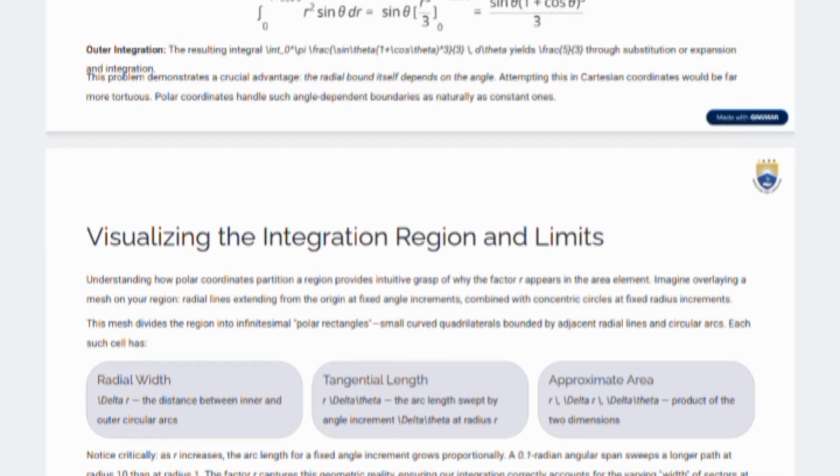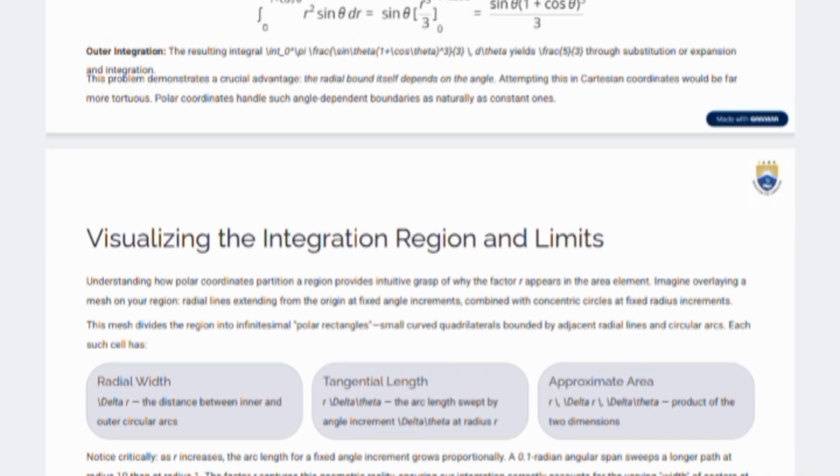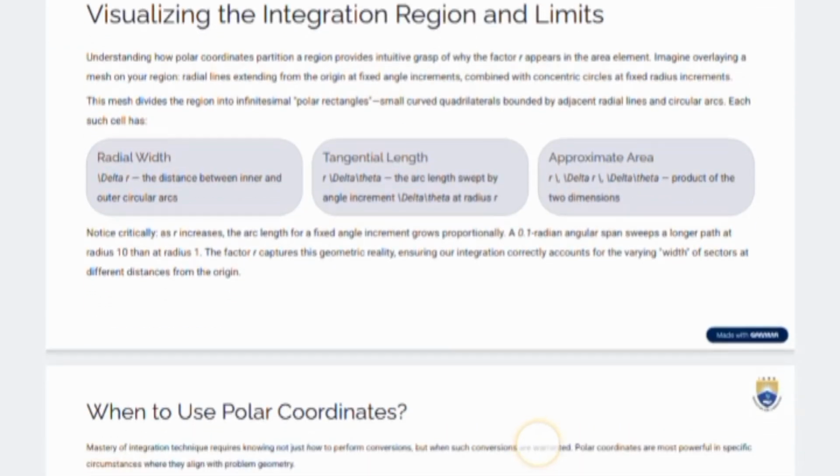Note that as r increases, the arc length grows proportionally. A given angle span sweeps a longer path at a larger radius than at a smaller one. The factor r captures this geometric reality, ensuring our integral accounts for the variation in the width of the sectors at different distances from the origin.